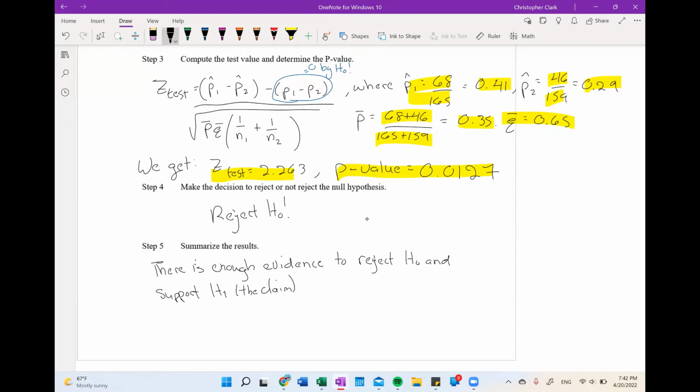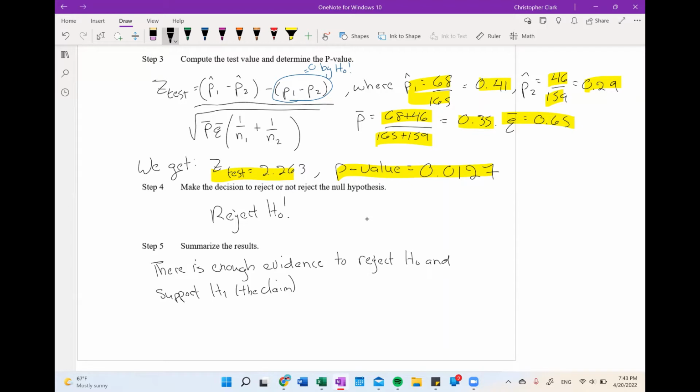P bar, we're going to take all of the successes or all of the notable events, so 68 plus 46, and divide it by all of the participants in both samples. So 165 plus 159, we get 0.35. Q bar is just 1 minus 0.35, which is 0.65. Plug all that into your calculator and we get a z-test of 2.263.